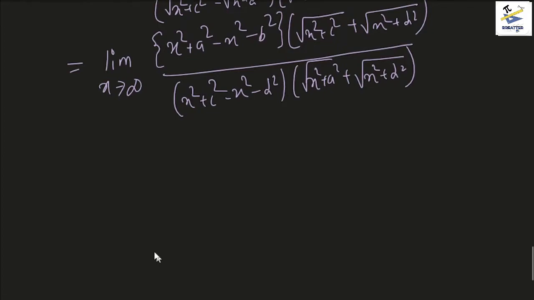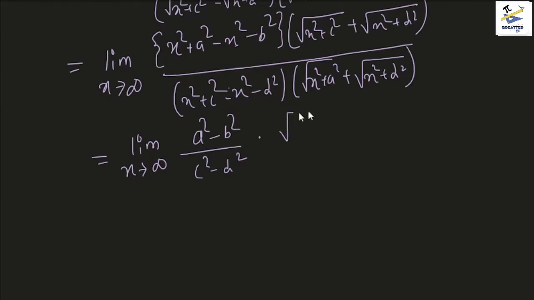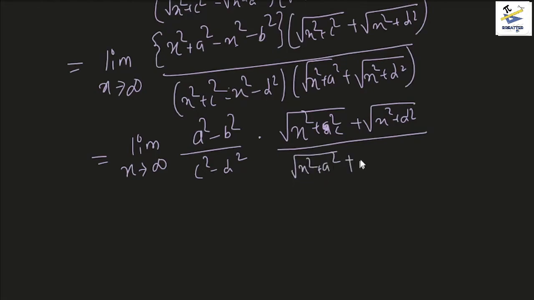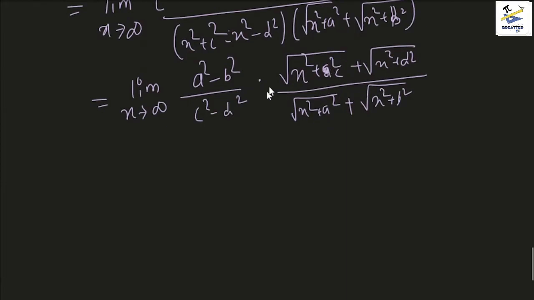Okay, now the x squares get cancelled off in these two expressions, and what we get is this: limit x tends to infinity, a square minus b square by c square minus d square, and now multiplied by root over x square plus a square plus square root of x square plus d square, actually it would be c square, divided by root over of x square plus a square plus root over of x square plus b square. Right? Now we divide up and down by x to get something.